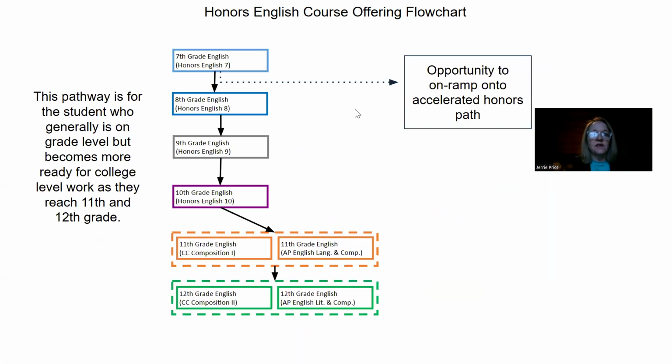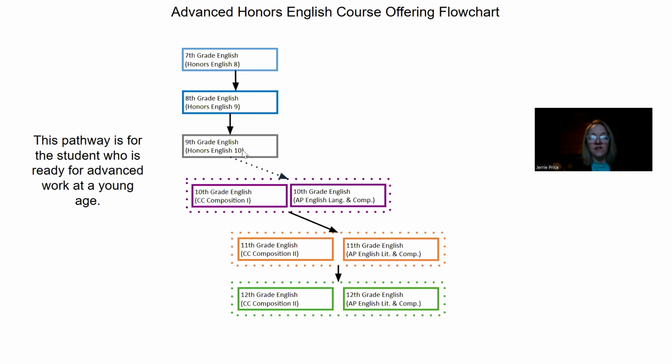you'll see these diagonal arrows where they can on-ramp to a more honors or accelerated pathway. So that first accelerated pathway or honors pathway would be a 7th grade student that takes honors English 7th, and then an 8th grade student that takes honors English 8, and then they just follow a general honors pathway. For students that are very advanced, we might consider looking at a more advanced pathway, which is represented by the far right column in the whole pathway chart.